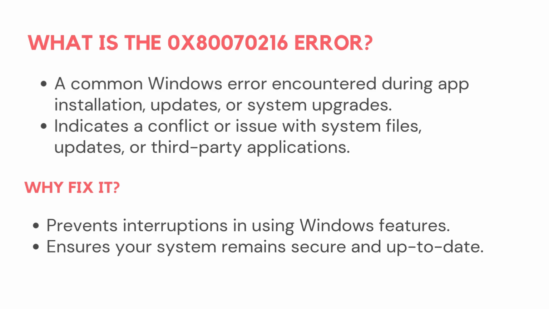0x80070216 error? A common Windows error encountered during app installation, updates, or system upgrades. Indicates a conflict or issue with system files, updates, or third-party applications. Why fix it? Prevents interruptions in using Windows features. Ensures your system remains secure and up-to-date.